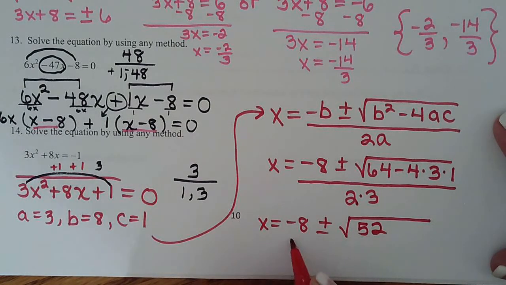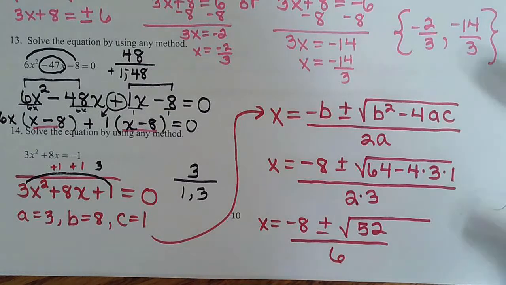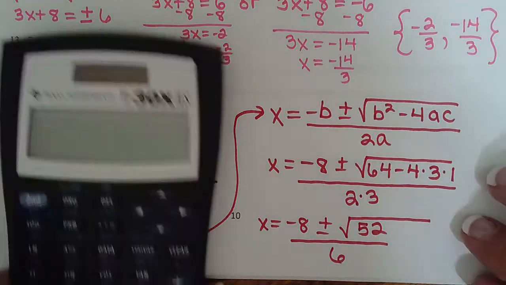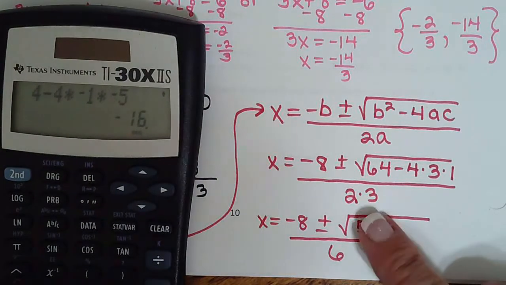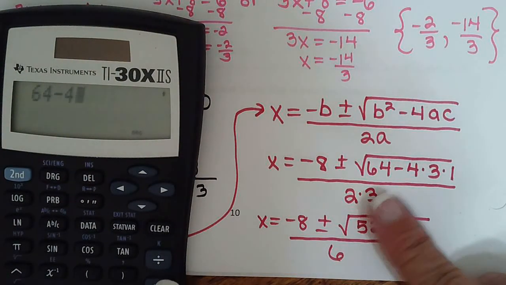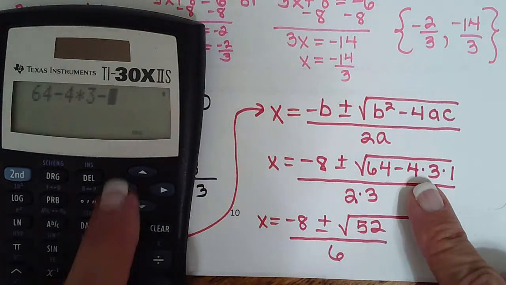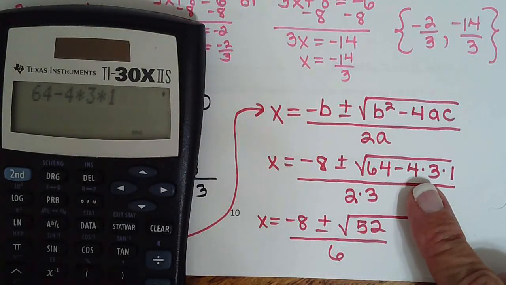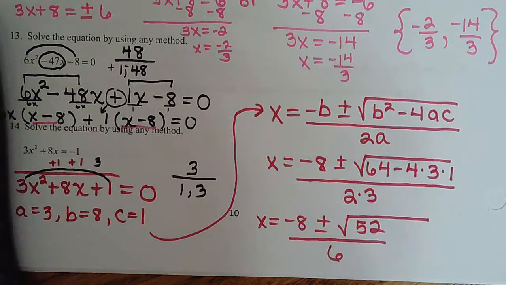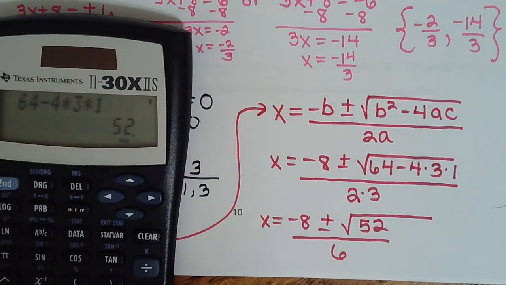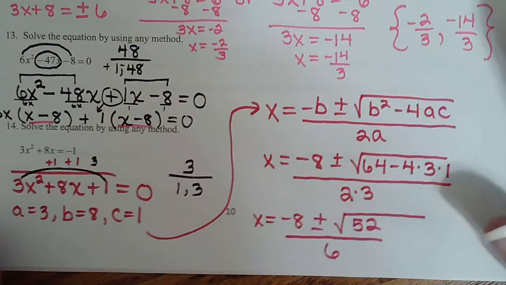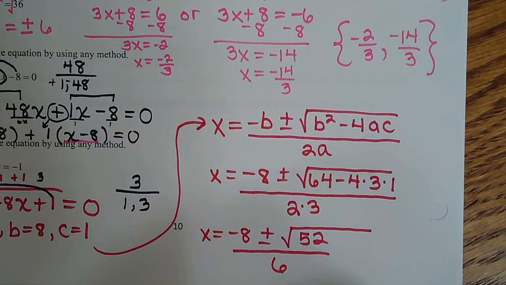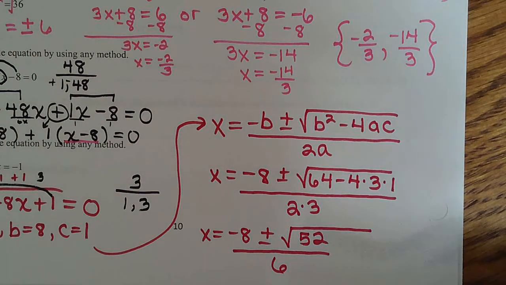I'll check it on my calculator too. I just needed to use my brain for a little bit. So 64 minus 4 times 3, times 1. And sure enough, it's 52. And then remember, if this can be broken down, we have to break it down. And guess what? 52 is 4 times 13. So that would be 2, 2, and a 13.